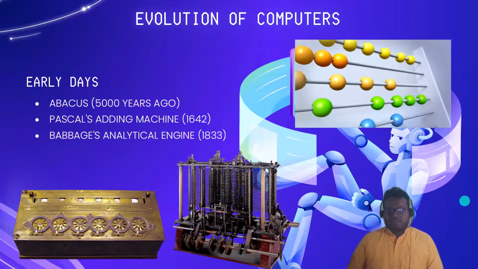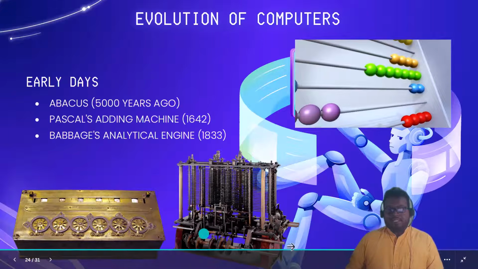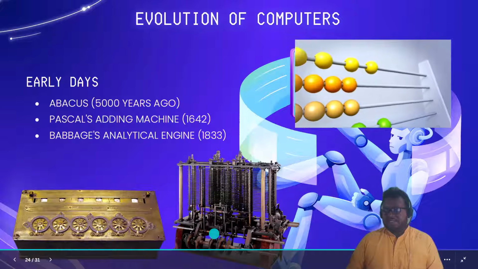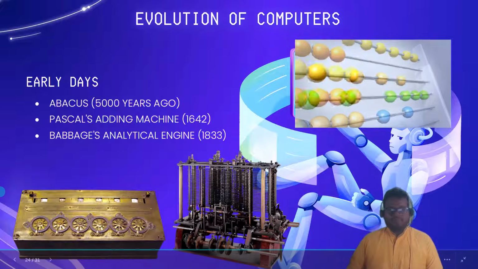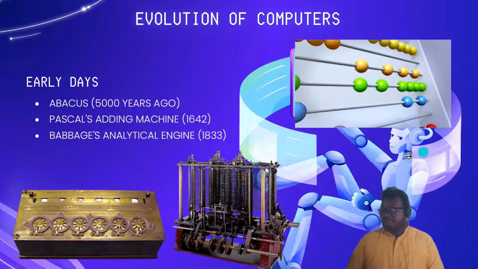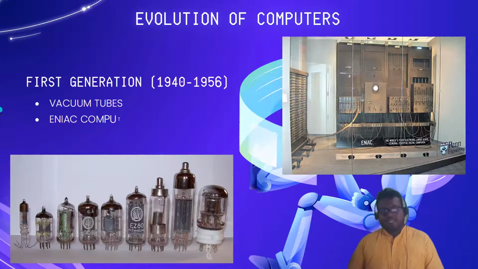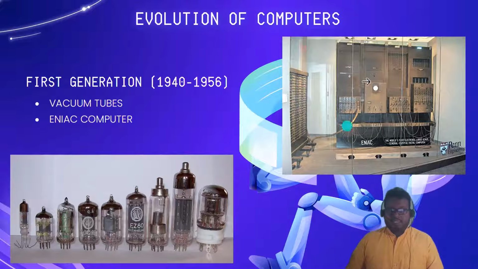This is the analytical engine made by Charles Babbage. Then we move to the first generation, which is from 1940 to 1956. The picture there of the computer, which is room size, is the ENIAC.